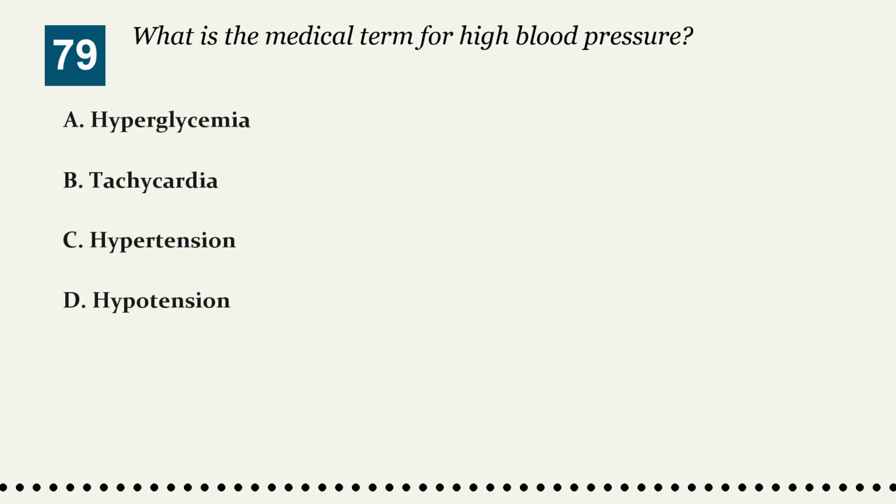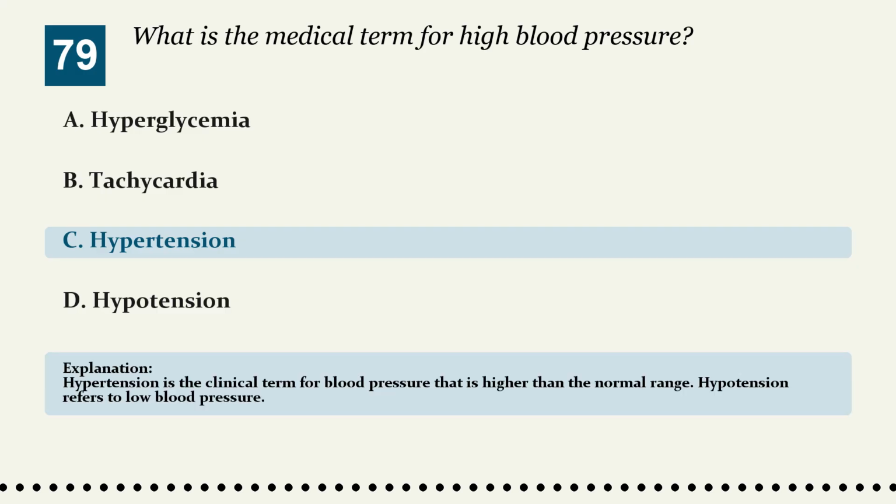Question 79. What is the medical term for high blood pressure? Option A. Hyperglycemia. Option B. Tachycardia. Option C. Hypertension. Option D. Hypotension. The correct answer is option C. Hypertension. Hypertension is the clinical term for blood pressure that is higher than the normal range. Hypotension refers to low blood pressure.